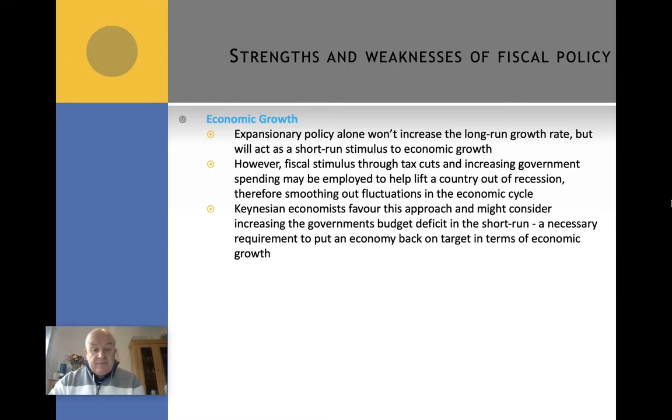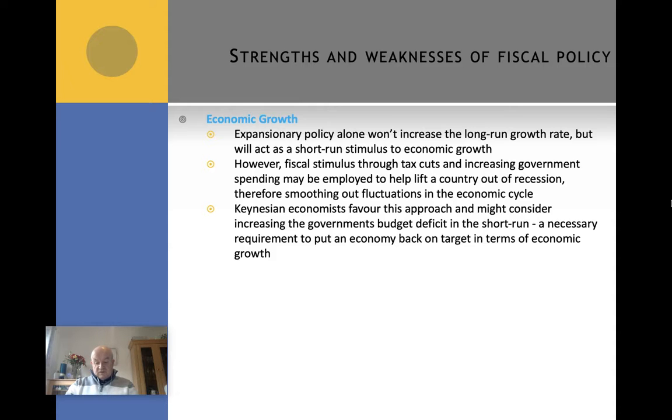policy. So one of the issues that we also need to bear in mind is that the Keynesian view is very much that increasing government budget deficits in the short run can actually help to achieve economic growth. Remember, if we're going to increase the budget deficit, that means we're going to spend more than we've gained in taxes.